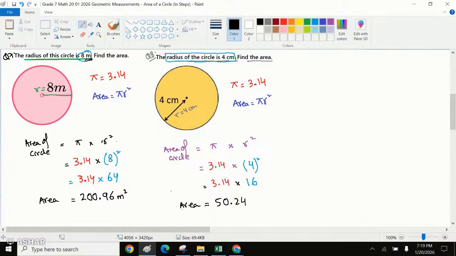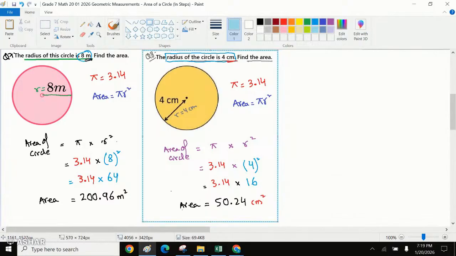But if you leave your answer over here, 50.24, this would be incomplete because area is two-dimensional and we know that the unit used was centimeter. So we have to write centimeter squared. Okay, we never give incomplete answers. We would always tell the unit. The unit is what the length is measured in, right? It could be yards, it could be feet, it could be kilometers, but in this case, it was centimeter. Do we agree on this?